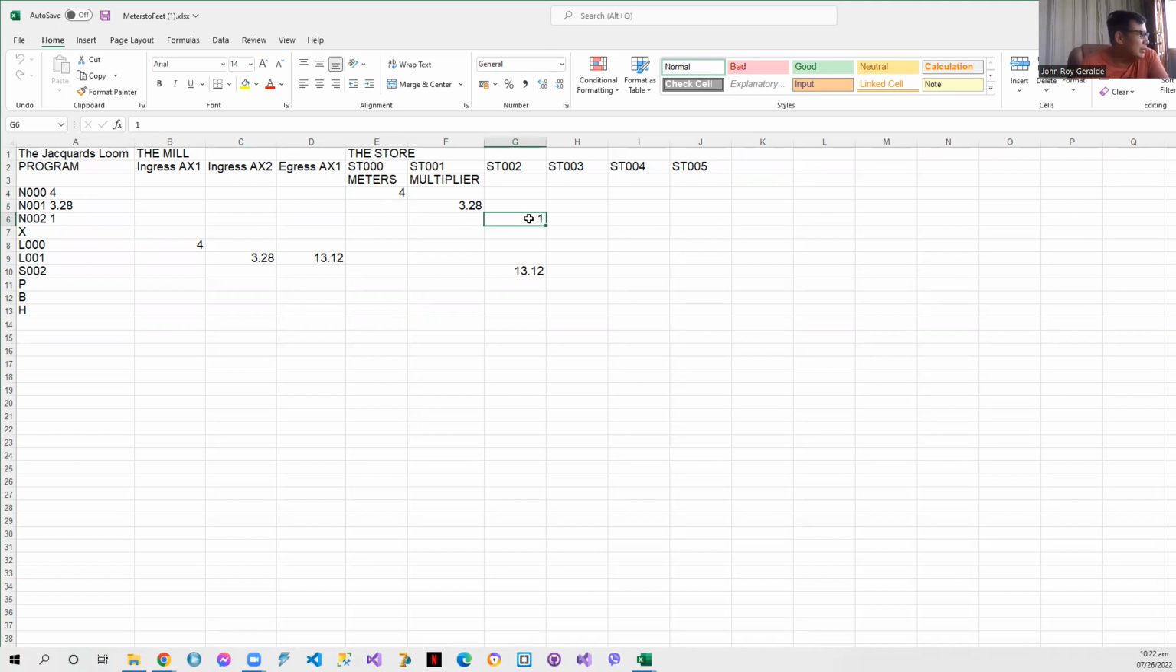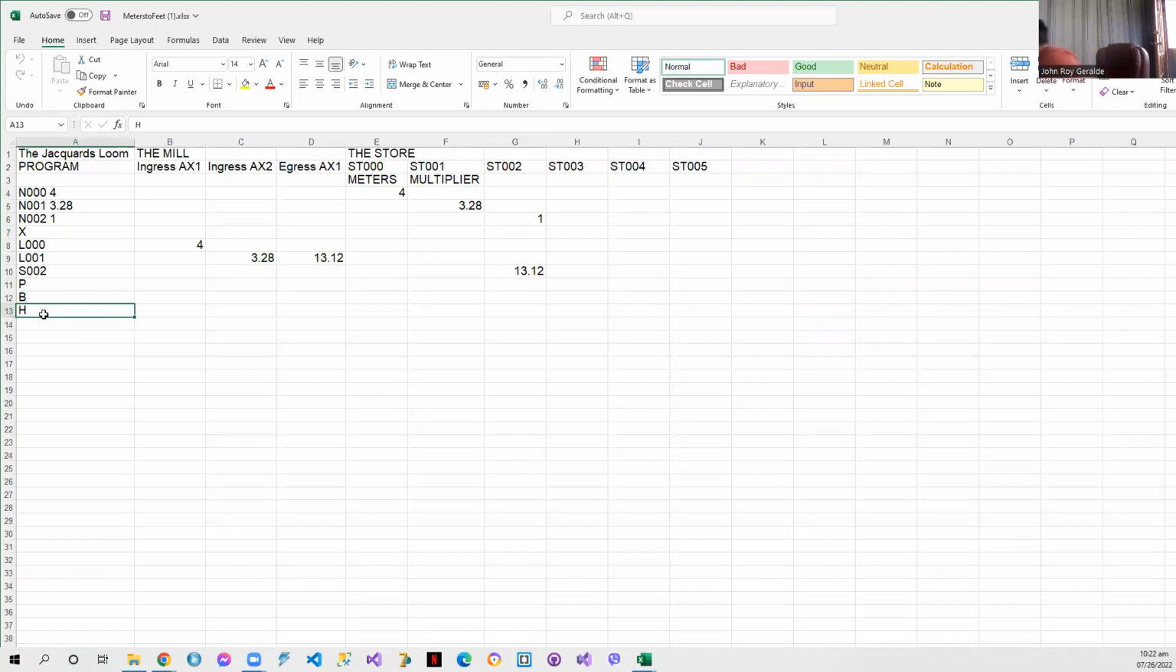Actually, that one is not used. And then the next is a times. I only use X, no? Times L00, this is 4. L001, this is 13.2. And then we store it here so that we'll have some storage. And then we'll say PBH. So the last egress axis will be printed and the bell is rung and then a halt.